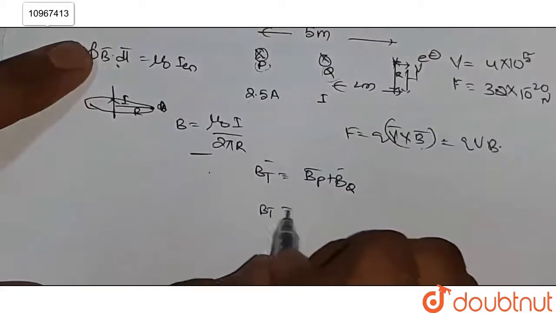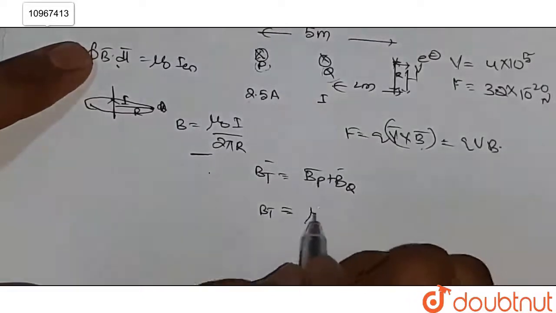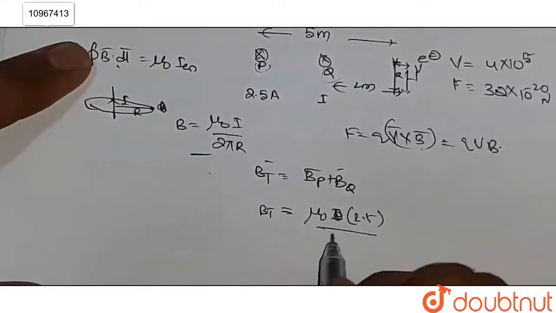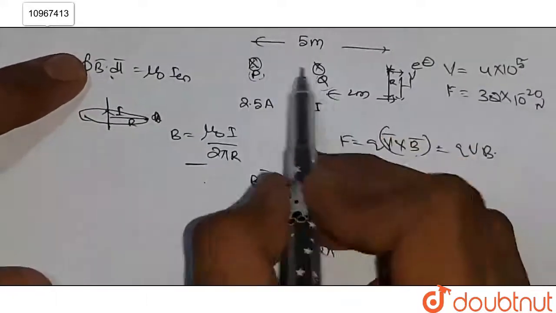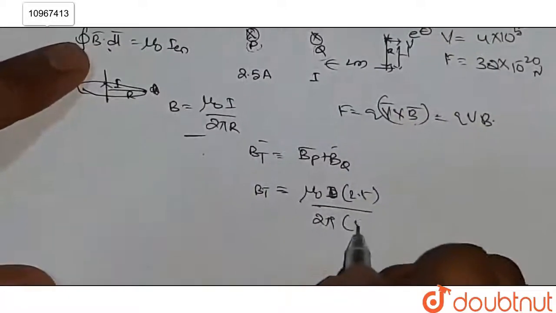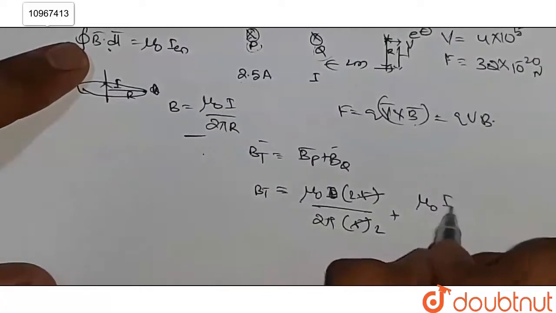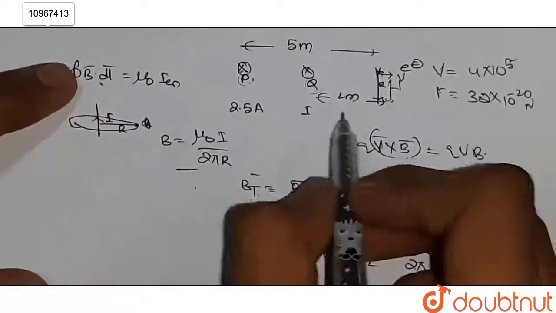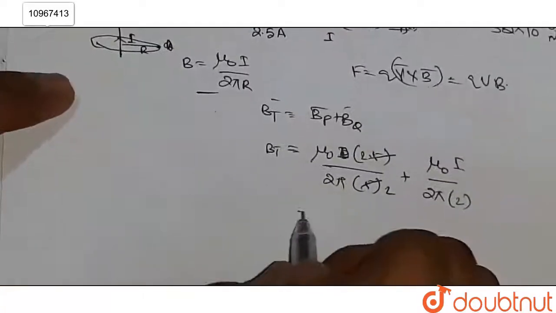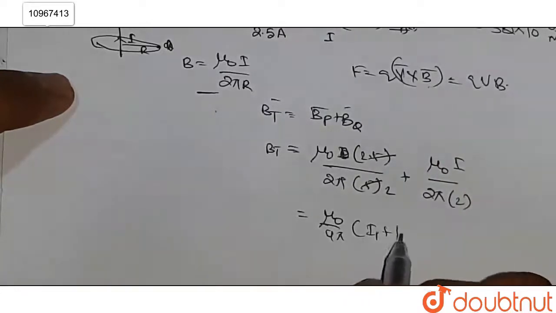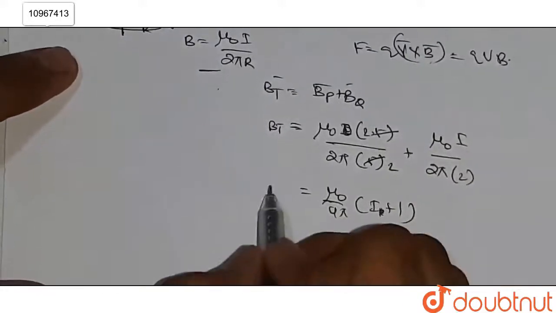So BT is equal to BP, which means mu naught into IP. IP means how much? 2.5, divided by 2 pi into R, the distance, which is 5. So this is one time, this is 2 times. This is mu naught by I into 2 pi into how much distance? 2. So this is equal to mu naught by 4 pi into I plus 1. I plus 1, right? So this is the B total value.